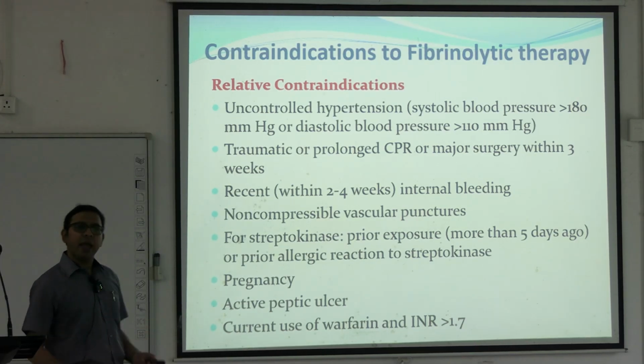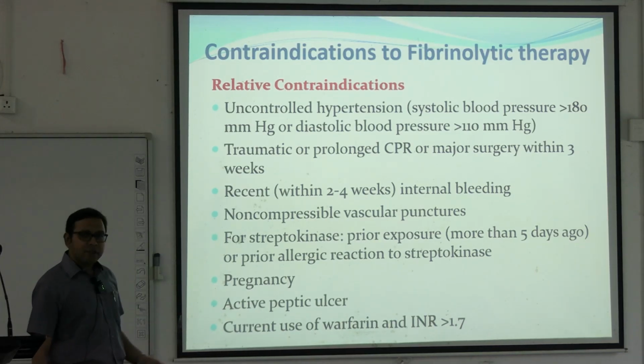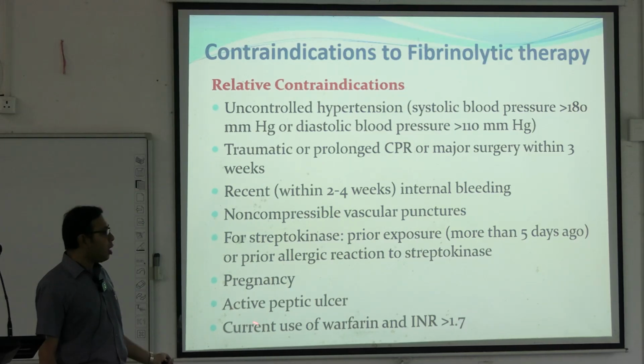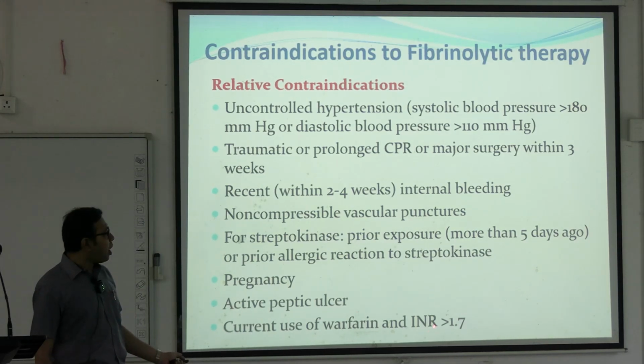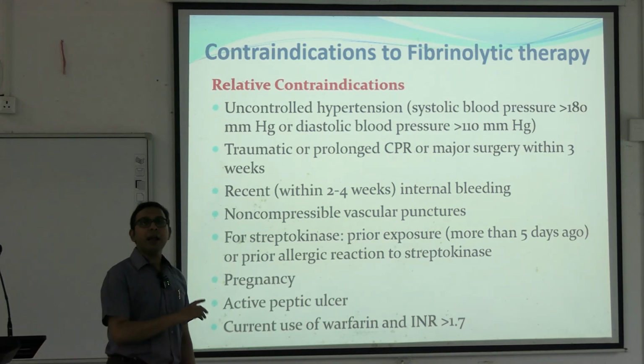For streptokinase, as already discussed, if there is prior exposure to streptokinase, prior allergic reactions to streptokinase, pregnancy, active peptic ulcer, or current use of warfarin with INR greater than 1.7, there is more chance of bleeding. So these are the relative contraindications.